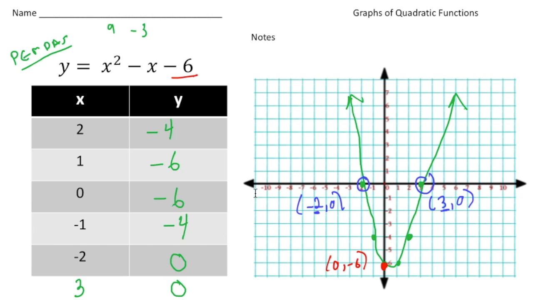Now that you understand how to graph a quadratic function using an input-output table, why don't you pause the video and try the your turn problem now, and when you're done, hit play. You can see how you did. Alright, good luck.